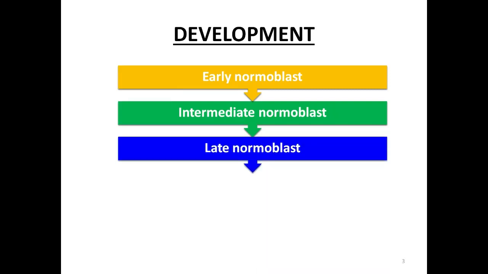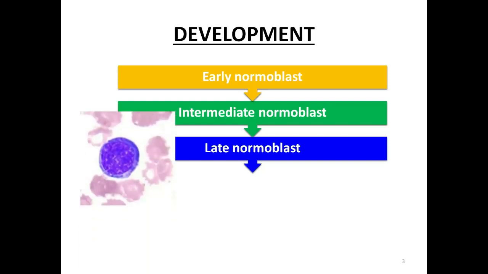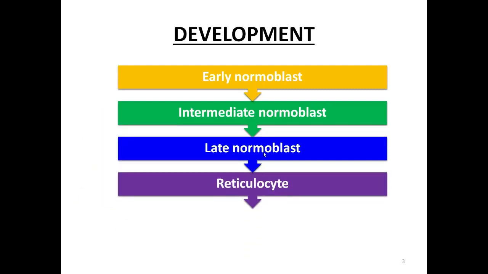Then from this cell, the late normoblast is formed. This is a picture of late normoblast. Now this has an increased amount of hemoglobin. Nucleoli are absent and mitosis is also absent. Till intermediate normoblast, mitosis was present. Now in late normoblast, the mitosis is absent. From this cell, the reticulocyte is formed.